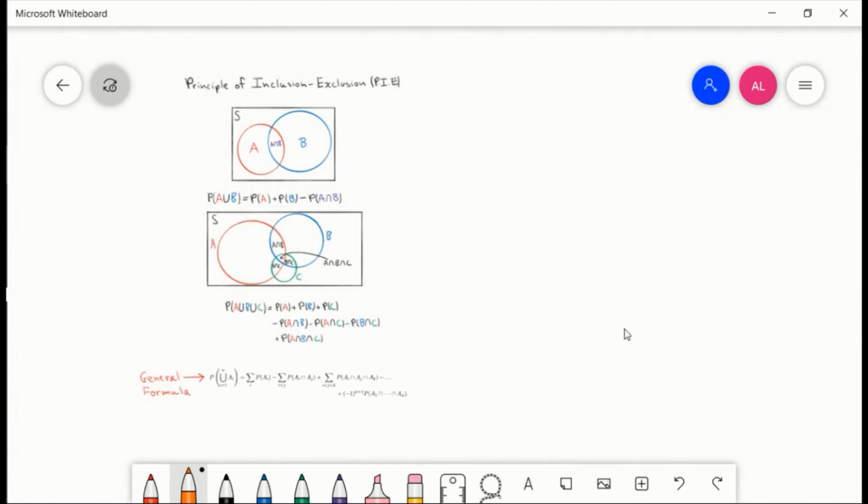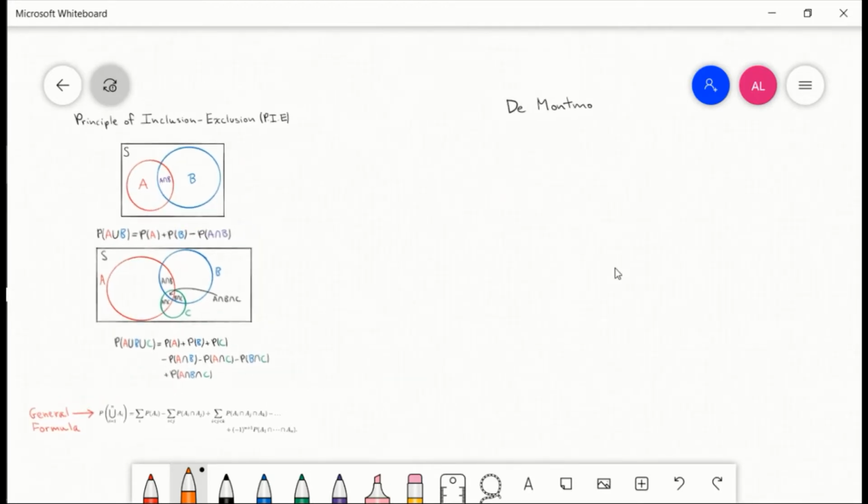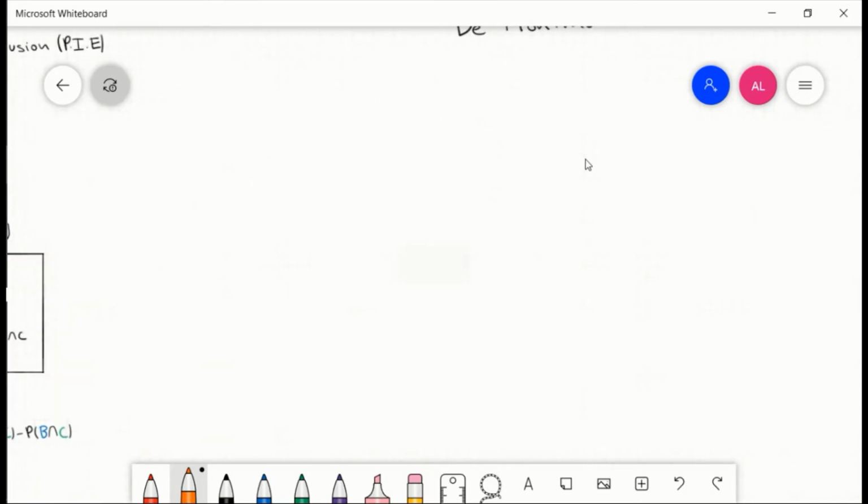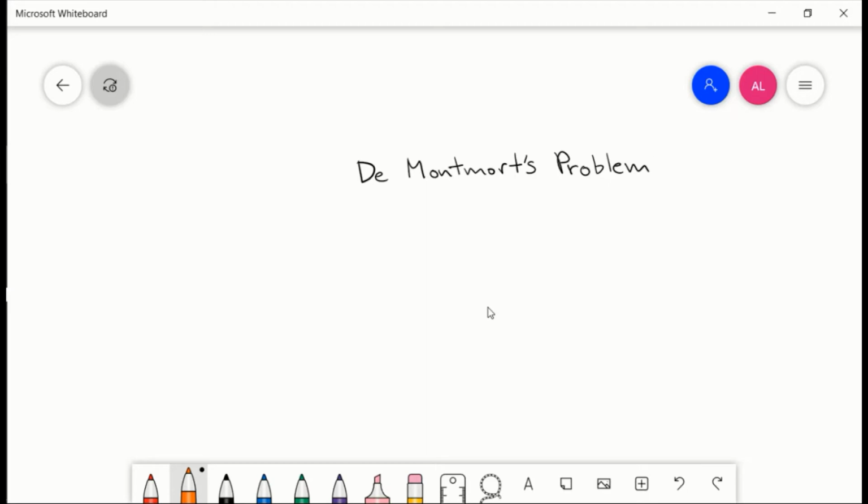So now we will look at a very interesting application of this inclusion exclusion principle. It's called Montmort's problem, also called Montmort's matching problem. And I first came across this in a Harvard statistics and probability course.